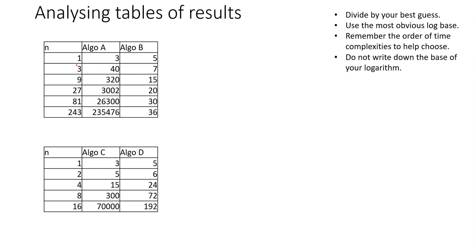These tables represent the number of operations, the size of the data that we're working with on the left, and then we've got some different algorithms and the number of operations which they take. It'll often be multiple choice, so you know where to start. We start with our best guess, and we divide each of the numbers in this column by what we think our best guess is for this one here.